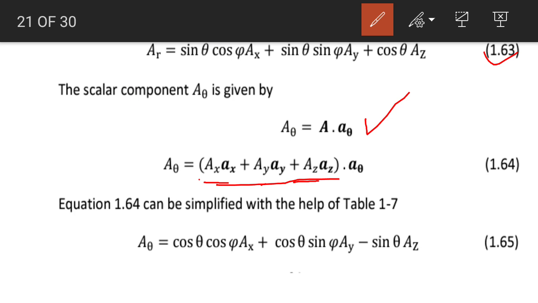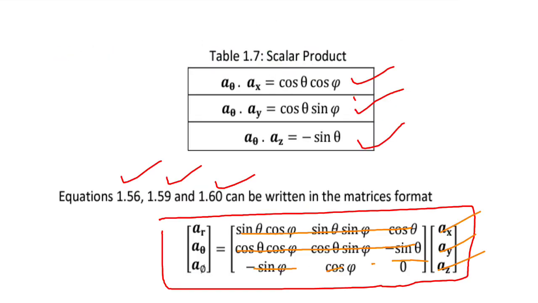So we put the value of A on the right hand side of this particular equation, right? This vector is in the rectangular coordinate system. This vector has all three components, the x component, y component, and z component, and then we consider the dot product of this vector with the unit vector A theta. And we simplify the right hand side of equation number 64 with the help of this particular table, table number 1.7.